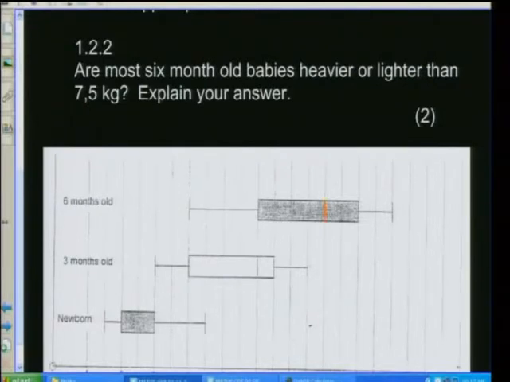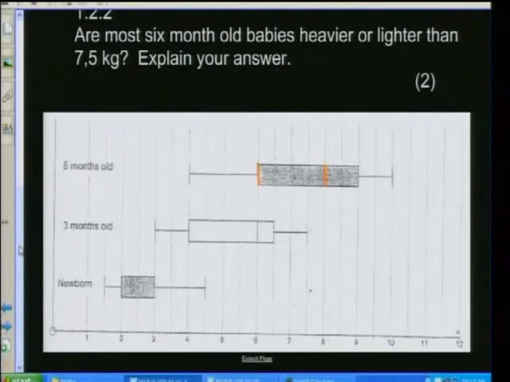Just for the 6-month-old, I'm going to put the median in there because it didn't scan so nicely. Right, now we need to have a look at the scale at the bottom. 7.5 kilograms is directly over there. Now, again, let's talk about the 25%.